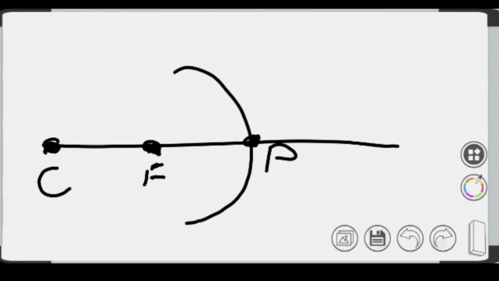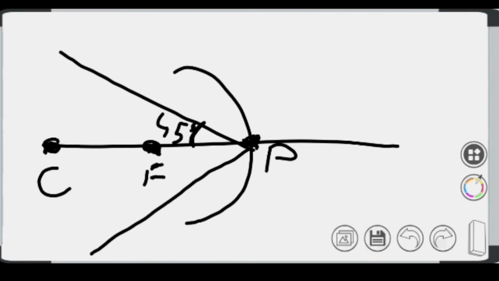And now if a ray is going towards the pole, it will go back with the same angle it came. For example, here we take an angle of 45 degree. Alright? We take a 45 degree angle, then it goes back with the same angle of 45 degree, because the center of curvature acts as a normal for it.